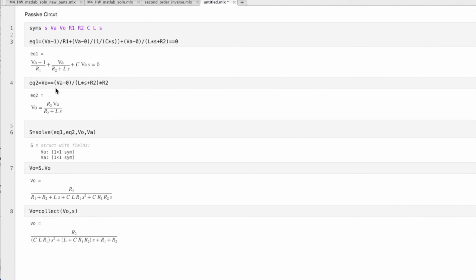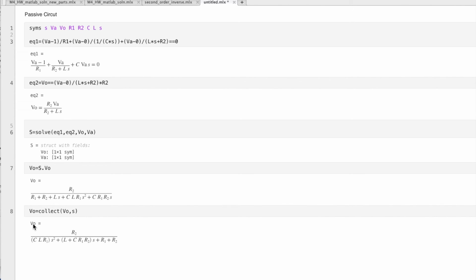Equation 1 is for VA, and equation 2 relates the output, as we talked about earlier in the video. You use the symbolic toolbox to solve equation 1 and equation 2 for Vout and VA, and that puts the answer in a data structure, so you can pull the output back out. Vout is s dot Vout, and I went ahead and collected all the terms as a function of s, so you get a cleaner look for the transfer function. This is the transfer function because it's Vout over Vin. Remember, we set Vin to be the impulse.